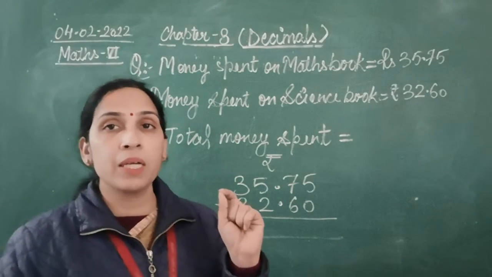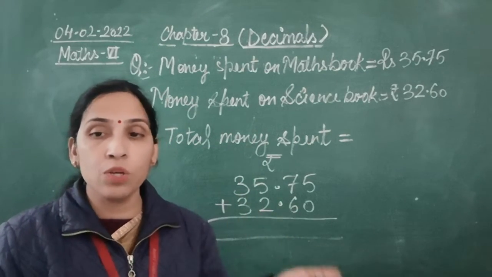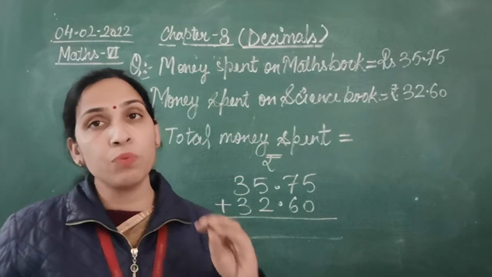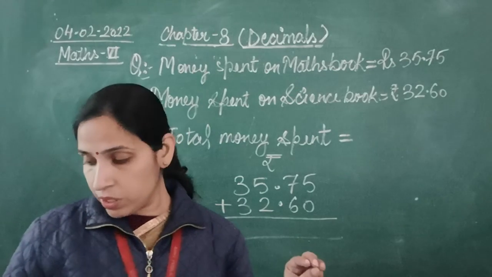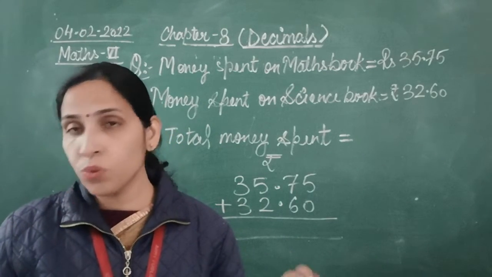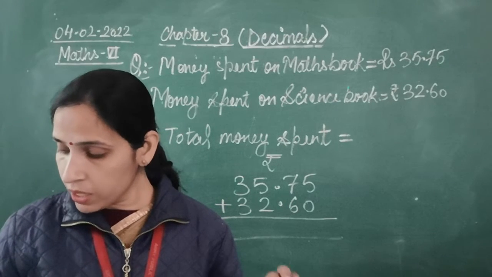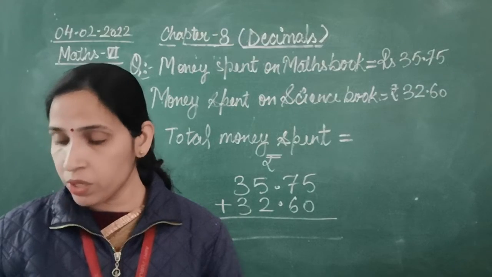Then in some questions you will get the words in all or all together. In that case also, wherever you get in all, you need to do addition. Like: Naresh walked 2 km 35 meter in the morning and 1 km 7 meter in the evening. How much distance did he walk in all?